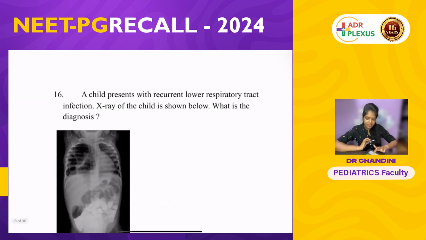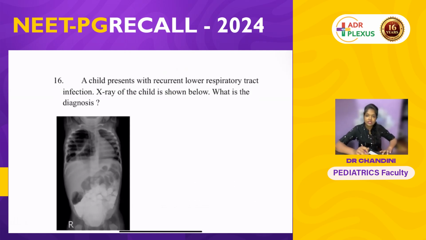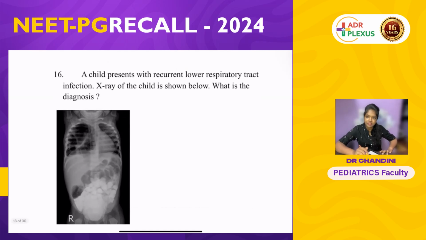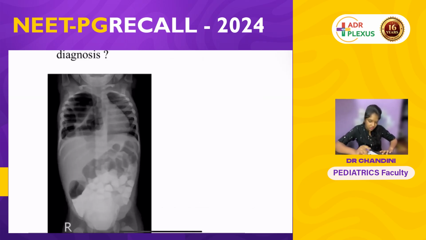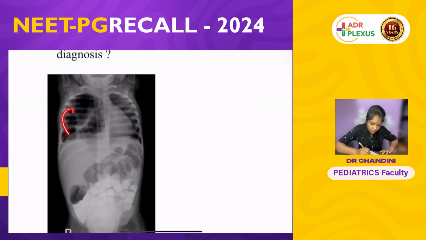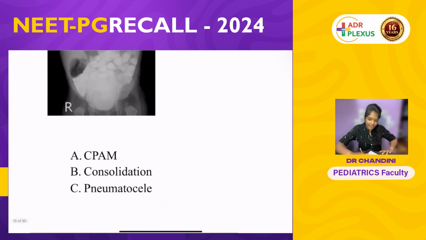Okay. So next question. This was the history given. A child presents with recurrent lower respiratory tract infection. An X-ray of the child was given, and the question was, what is the diagnosis? When you look at the X-ray, you could see multiple air fluid levels, multiple cysts. Can you see? And there is a mediastinal shift. So there is a mediastinal shift, multiple air fluid levels in an infant. So what is the diagnosis?